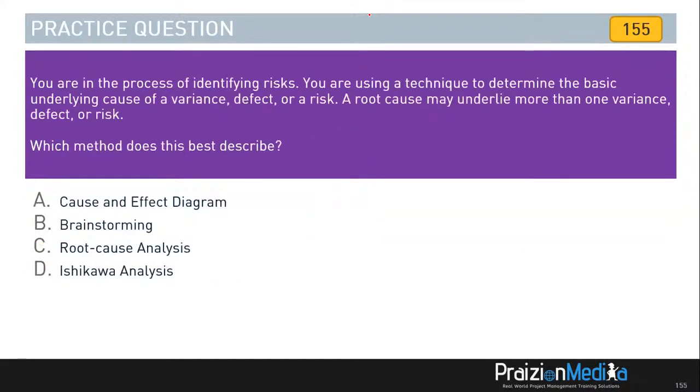Let's move on. You are in the process of identifying risks. You are using a technique to determine the basic underlying cause of a variance, defect, or risk. A root cause may underlie more than one variance, defect, or risk. Which method does this best describe? Is it A, cause and effect diagram? Is it B, brainstorming? Is it C, root cause analysis? Or is it D, Ishikawa analysis? I'll let you think about it.